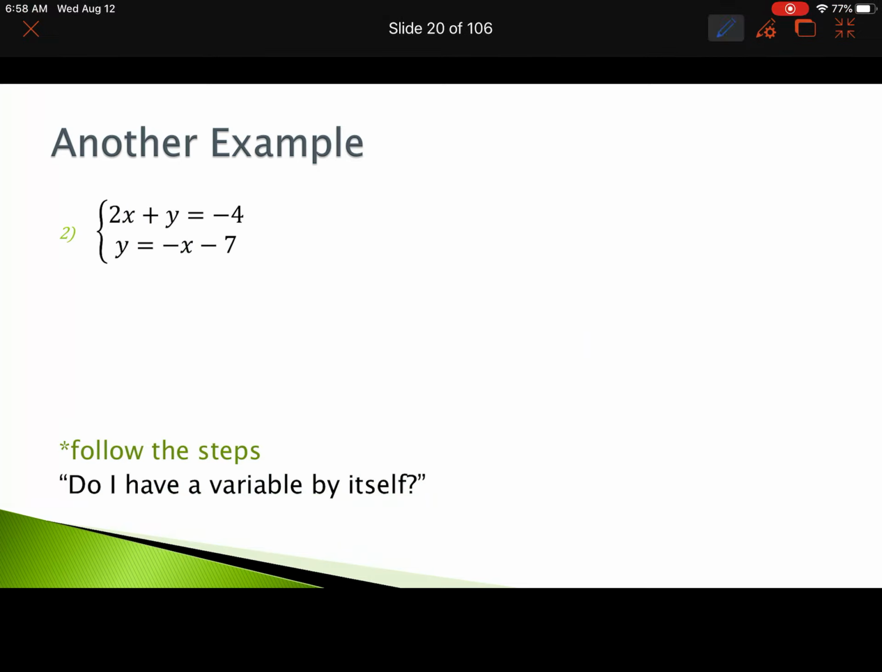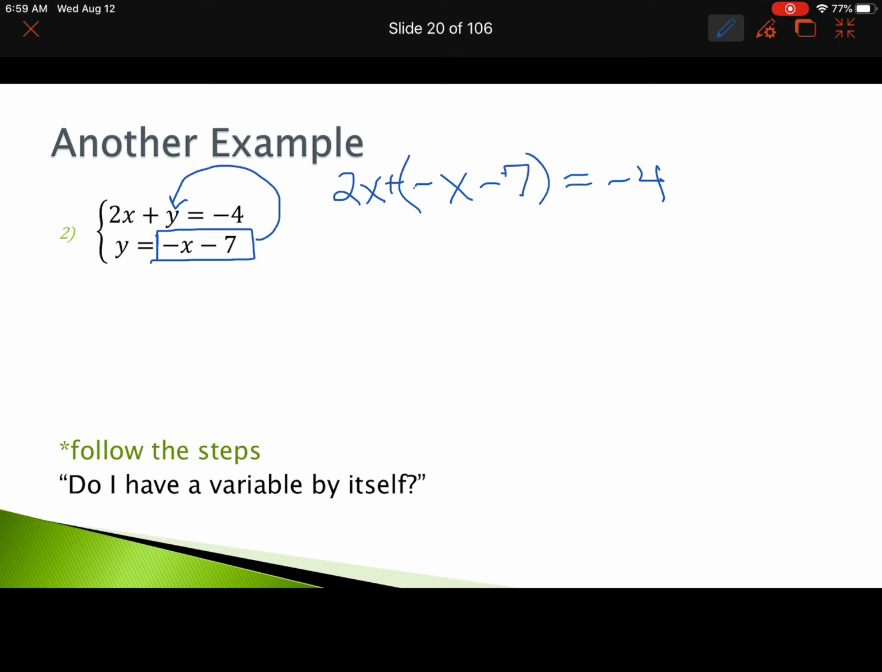Next one has one equation equal to y, so we're going to follow those steps. Step 1, we already have a variable isolated. Okay, so what I'm going to do is now take this entire expression, that negative x minus 7, that expression is the value of y. So I can plug that whole thing into the first equation. Now what does that look like? Okay, so we are now on step number 2. So I am going to replace y in that first equation with the entire thing of negative x minus 7.